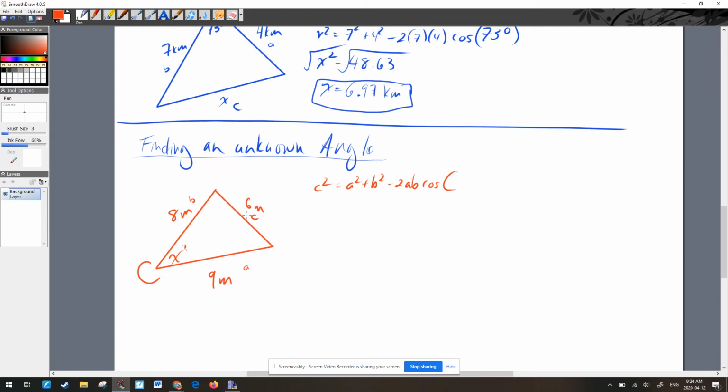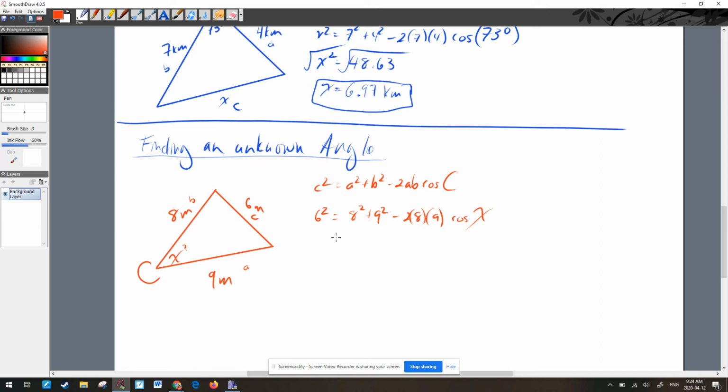So in this case, c is 6. So now look, this isn't a variable on this left-hand side now, it's a value. So this is going to change things up. So we're going to have that this is 8 squared plus 9 squared minus 2 times 8 times 9 times the cosine of, oh, there's our x right there, right? So process is the same up until this point. Put the C on the angle we know we want to know, label a, b, and c, and substitute everything in.